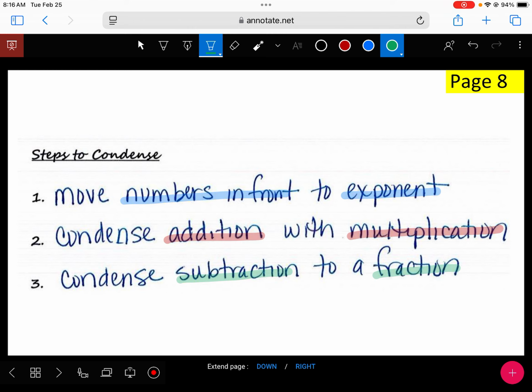Anybody need more time to copy down the steps? Yes, no? We good? Okay, let's go.